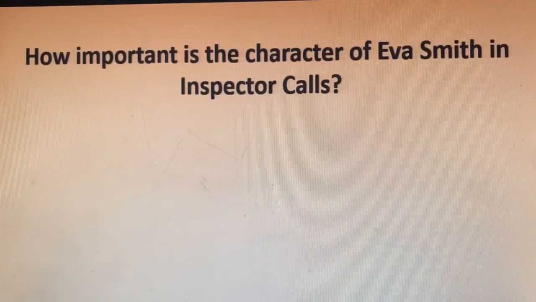Now we're going to look at the essay in response to the question, how important is the character of Eva Smith in An Inspector Calls? It'd be a good idea to pause the video at this point and plan your essay, then compare with the one you're about to see and see what similarities and differences there are.